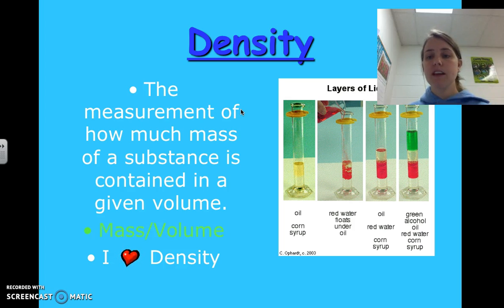We put the object into it, and we see how much the water goes up, and that tells us the volume. Density, we did a lab about this in the very beginning of the year. Density is the measurement of how much mass of a substance is contained in a given volume. So essentially, when we calculate it, it is mass divided by volume. We take the mass using a balance, we measure out a volume of whatever we took the mass of, and then we can calculate how much matter is in that given volume.